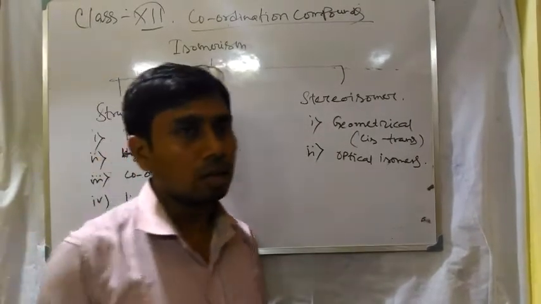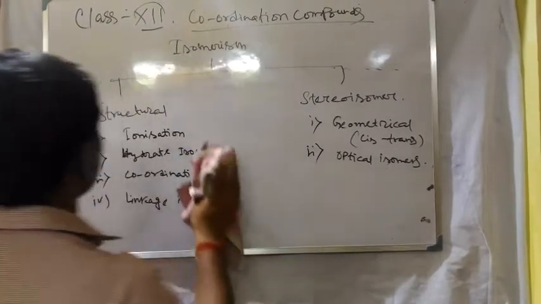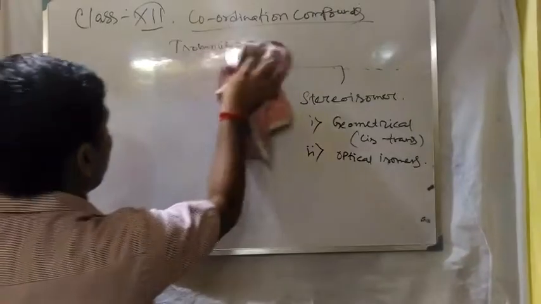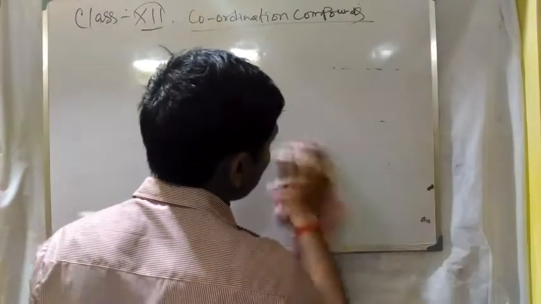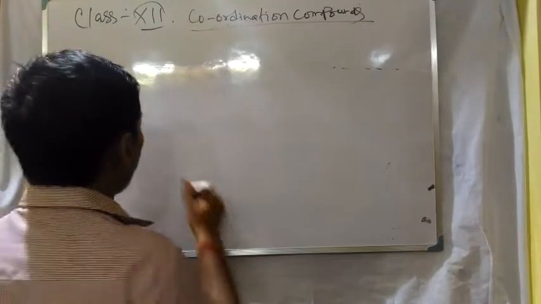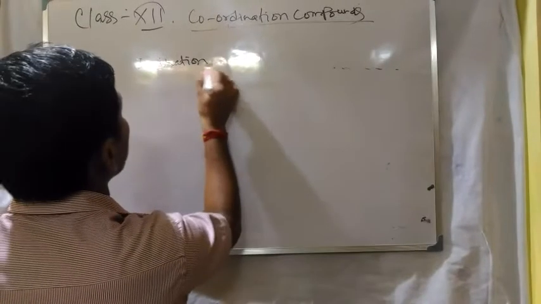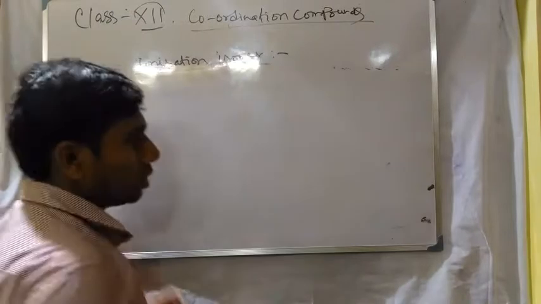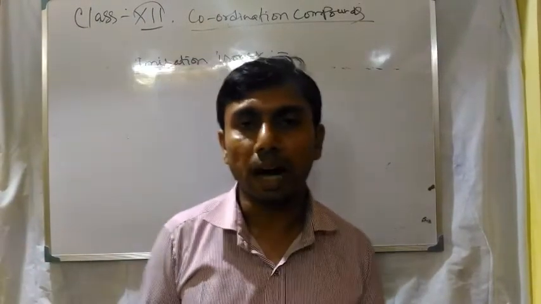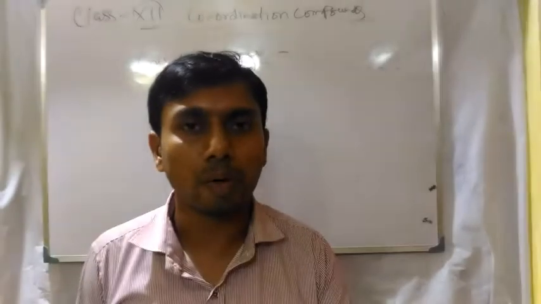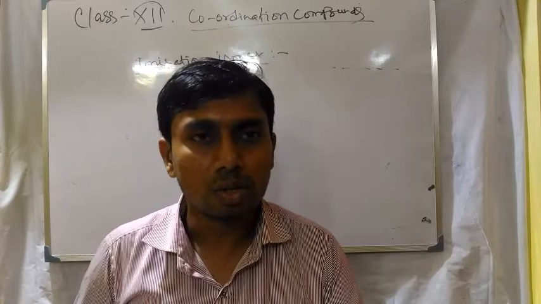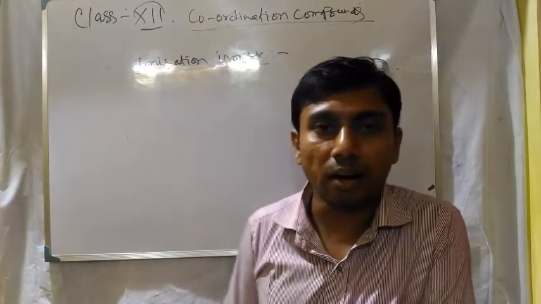Now coming to the detail of that. First of all, structural isomer. Out of structural isomers, first is the ionization isomer. Ionization isomer means the compounds which ionize in a different way in solution. So here the difference is in the ionization.